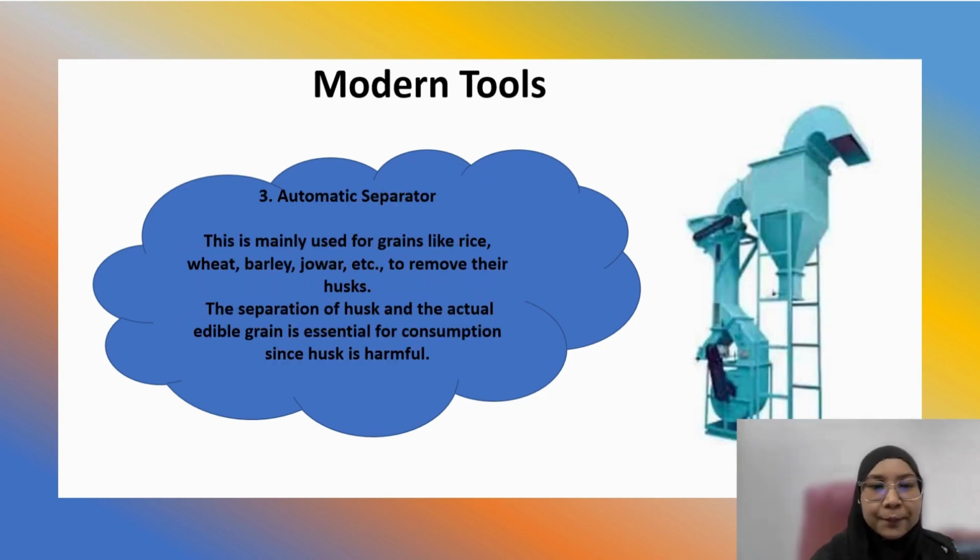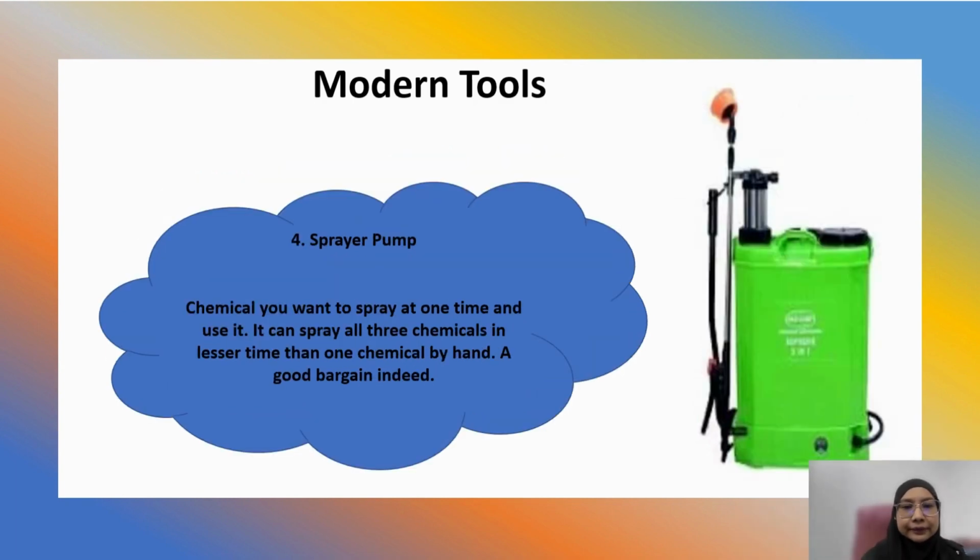The automatic spreader is a modern tool nowadays. It is mainly used for grains like rice, wheat and barley, and also to remove their husk. The separation of husk and the actual edible grain is essential for consumption since husk is harmful. Another modern tool is the sprayer pump. For the chemicals you want to spray at one time, it can spray all three chemicals in less time than one chemical by hand. A good bargain indeed.